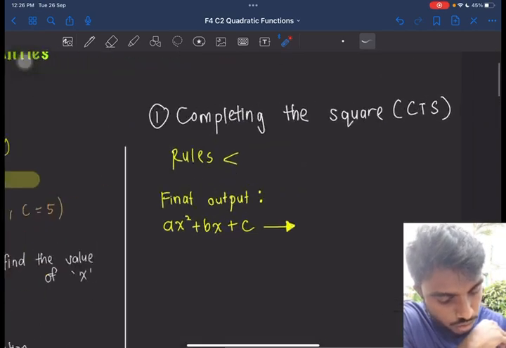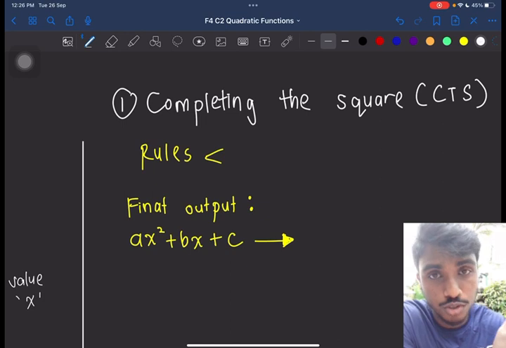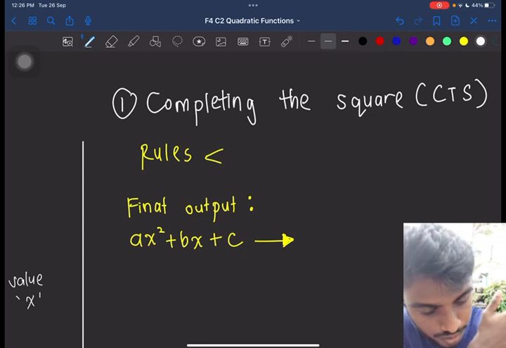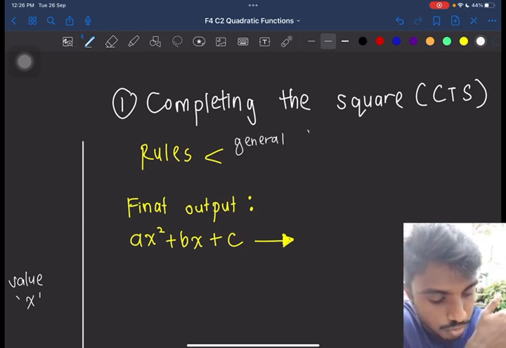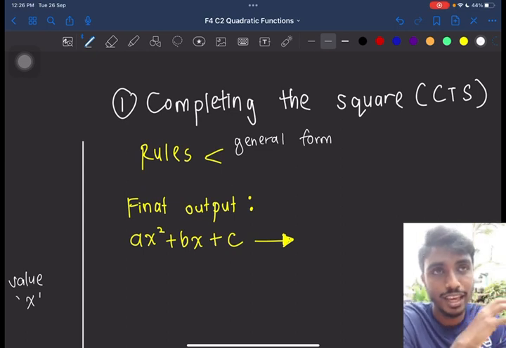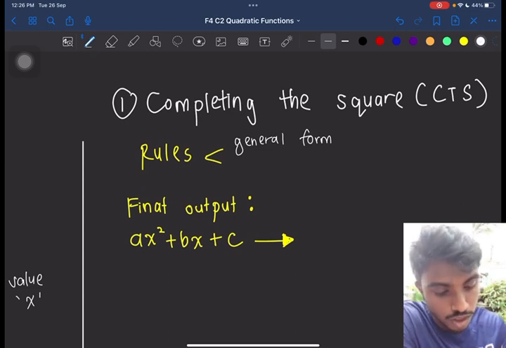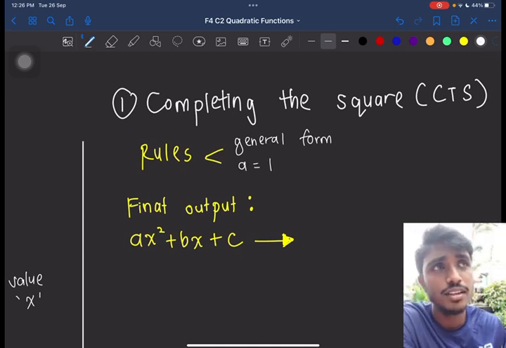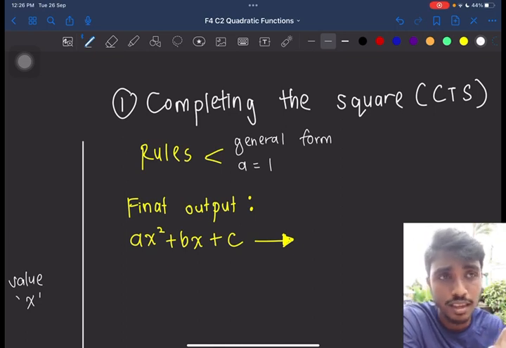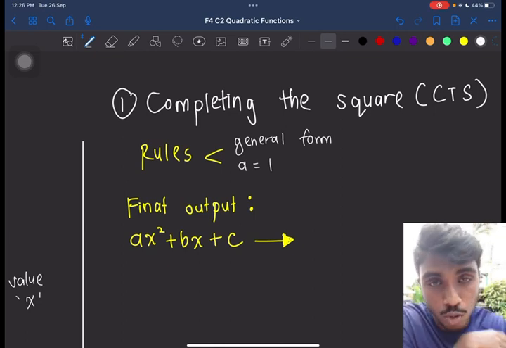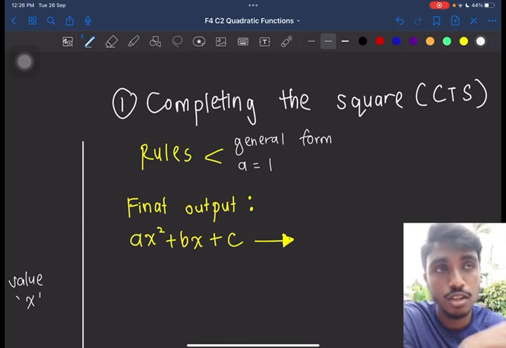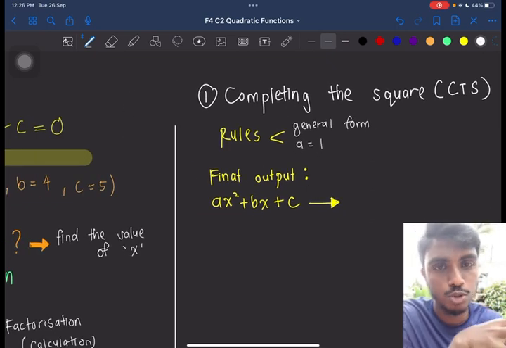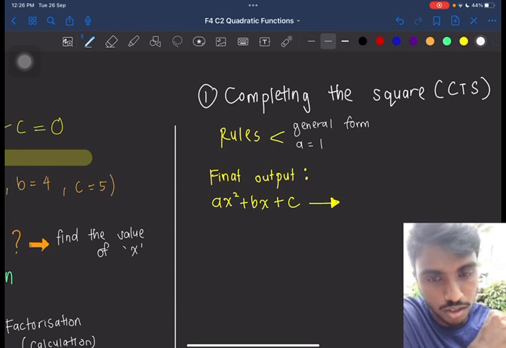So first, completing the square. What are the rules? There are 2 rules that you must fulfill to do this completing the square. First, it must be in general form. The equation must be in general form: ax square plus bx plus c equal to 0. And the second rule is a must be equal to 1. It must always be equal to 1. Let's say your a is 2 or 5 or anything, you must divide the whole equation by a so that you get a equals to 1. These are the 2 rules that you have to make sure are fulfilled before doing the completing the square.